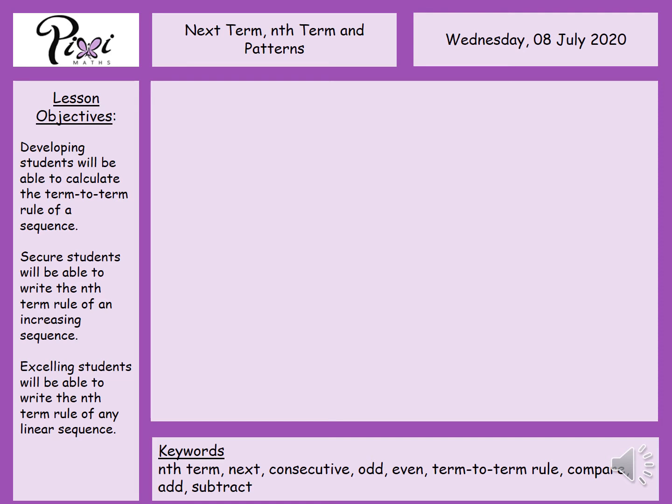Okay, let's do a couple more. So find the 15th term of 3n plus 4. So 15th term.